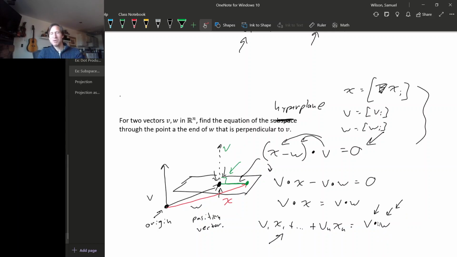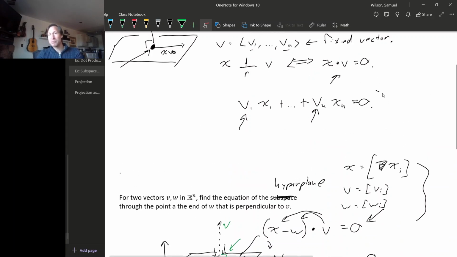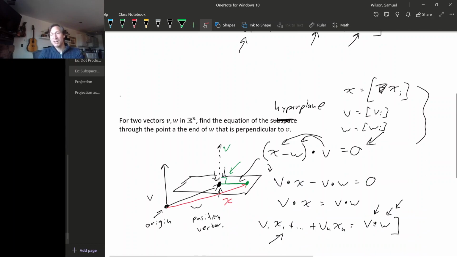So you can see, comparing this equation for an arbitrary hyperplane to the equation for a hyperplane through the origin, they're almost the same. The only difference is what's on the right hand side, right? If your plane contains the origin, the right hand side has to be 0. If it doesn't contain the origin, then this dot product is going to be non-zero, and that sort of offsets the plane away from the origin, essentially.